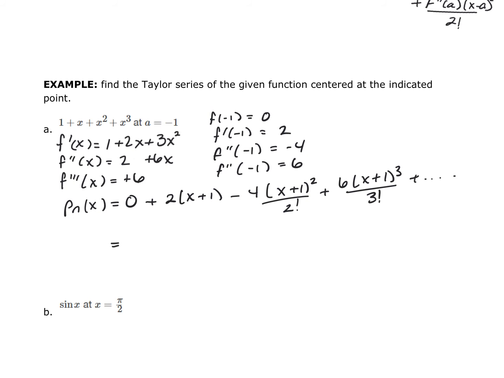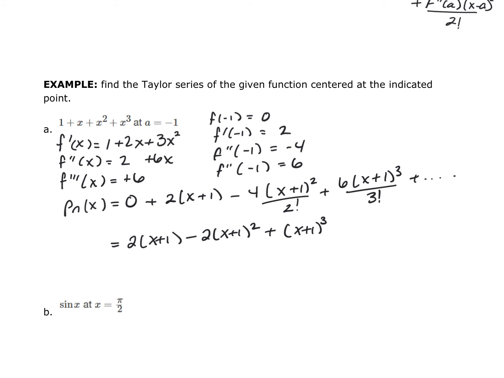But everything after the third derivative is equal to 0. So then my final answer is 2 times x plus 1, minus 2 times x plus 1 squared, plus, since 3 factorial is 6, just x plus 1, the quantity cubed. And that's my final answer.